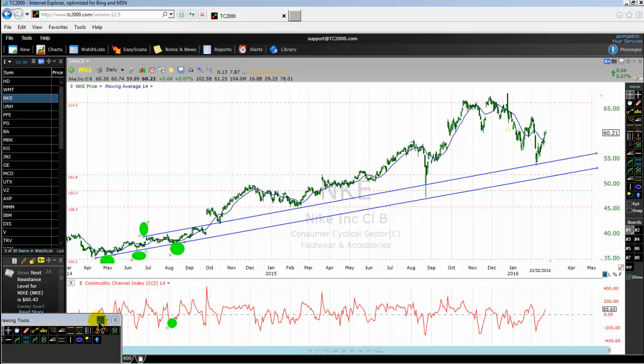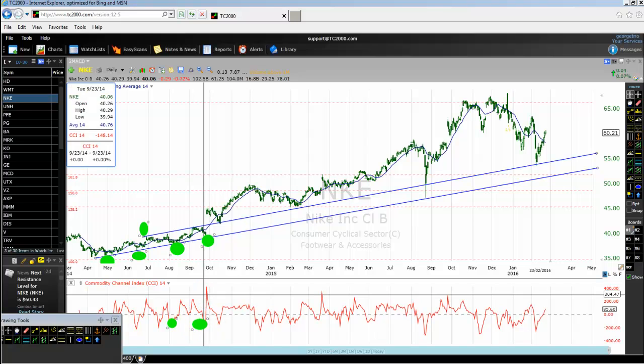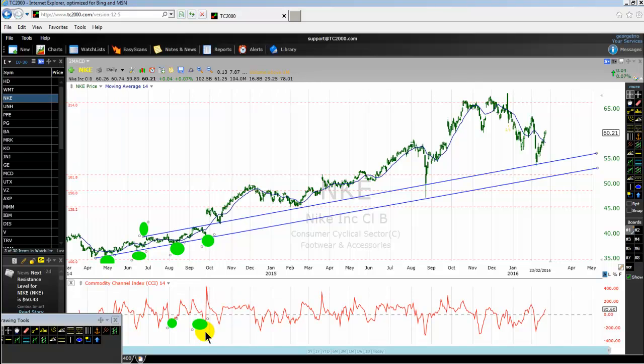So here is one, and there's another one here. You can see it came quite close to the lower part of the rising channel. This is another bullish trading setup. And you can see that again our CCI, somewhere here, shows the price went too far.